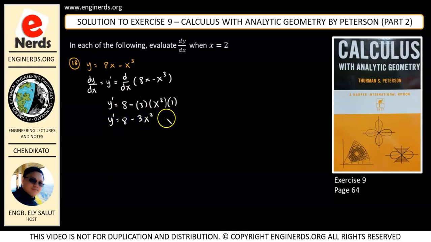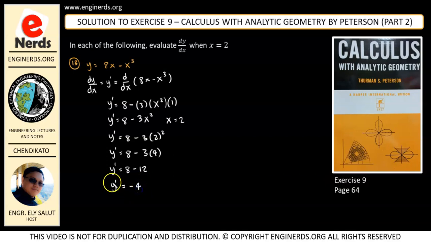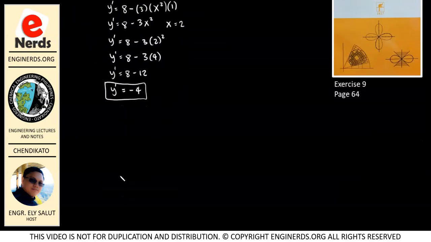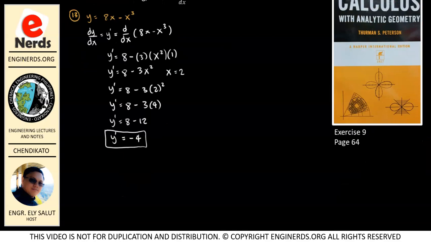But then, our x is equal to 2. So, isa-substitute natin siya dito sa ating equation. So, we have y prime is equal to 8 minus 3 times 2 squared. So, our y prime is equal to 8 minus 3 times 4. Y prime is equal to 8 minus 12. Therefore, our y prime is equal to negative 4. Okay, so this is our final answer for this problem. Okay, then sagutan naman natin yung problem number 14.